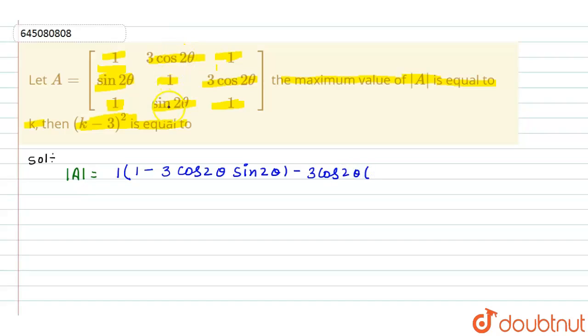Now C2 column and R1 row cancel. Here we multiply 1 into sin 2θ, which is sin 2θ, minus. Now multiply 3 cos 2θ into 1, getting 3 cos 2θ. Now plus 1. Now C3 column and R1 row cancel out. Multiply sin 2θ into sin 2θ, getting sin² 2θ, minus 1 multiplied by 1, getting minus 1.